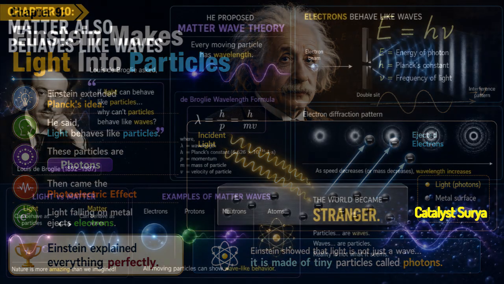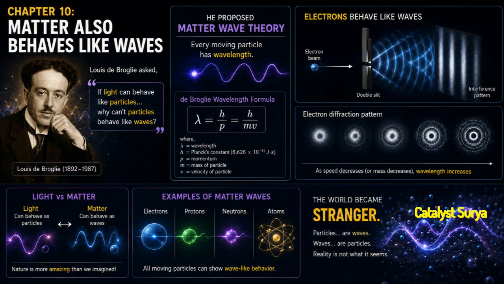Then another scientist asked an unusual question. His name was Louis de Broglie. He wondered, if light can behave like particles, why can't particles behave like waves? He proposed that every moving particle has a wavelength. Even electrons behave like waves. The microscopic world suddenly became much stranger than anyone had imagined.